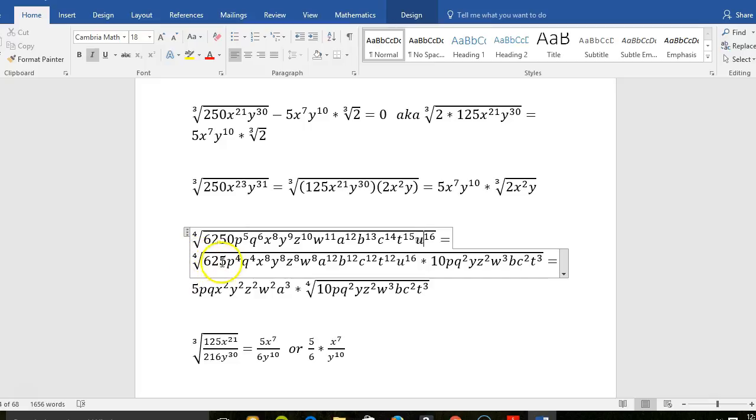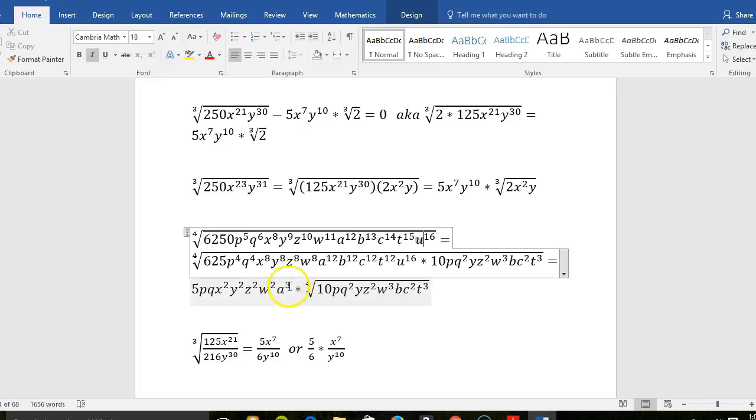Okay, so the 4th root of 625 is 5. Now divide all the exponents by 4. p to the 4th comes out as p to the 1. q to the 4th comes out as q to the 1. x to the 8th, now 8 divided by 4 is 2. So it's x to the 2 power, or x squared, that is. And then y to the 8th, for the same reason, that's y squared. z to the 8th, similar idea, that's z squared. w to the 8th, similar idea, that's w squared. Now, a as an apple is raised to the 12th power. We divide 12 by 4 to get 3, so a to the 12th comes out as a cubed.